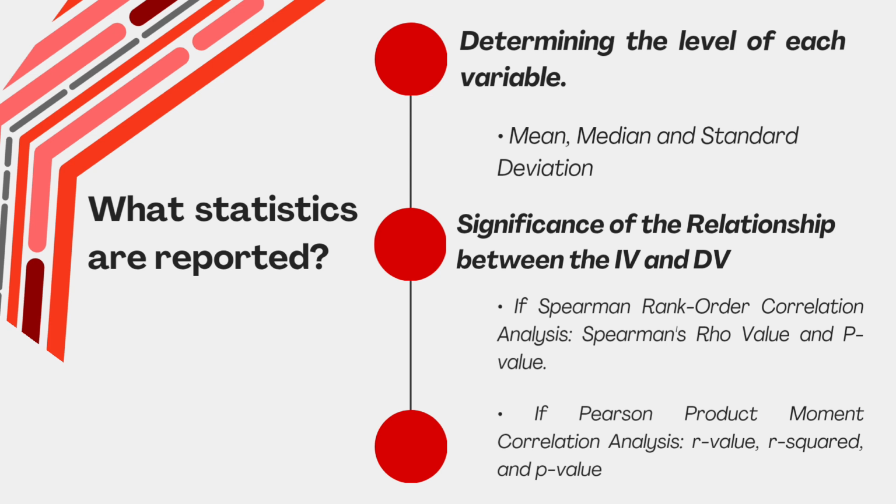Second, the R-square, or the coefficient of determination. This tells us how much of the variance in the dependent variable is explained by the independent variable. Third, p-value. This tells us whether the correlation is statistically significant. The same rule applies as with Spearman rank order.